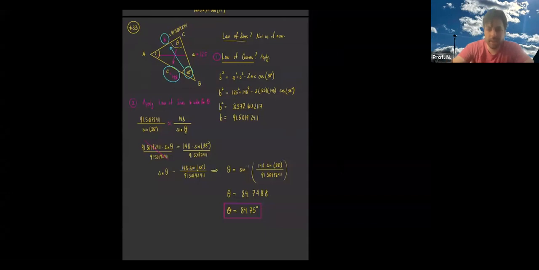Hopefully it's not as bad as it was. 34 would be the same idea. So we have A is 17, C is 12 for me, and we have angle C. It would be very much the same. But actually, no. For 34, you don't have to use two of the laws. You just have to use law of sines.